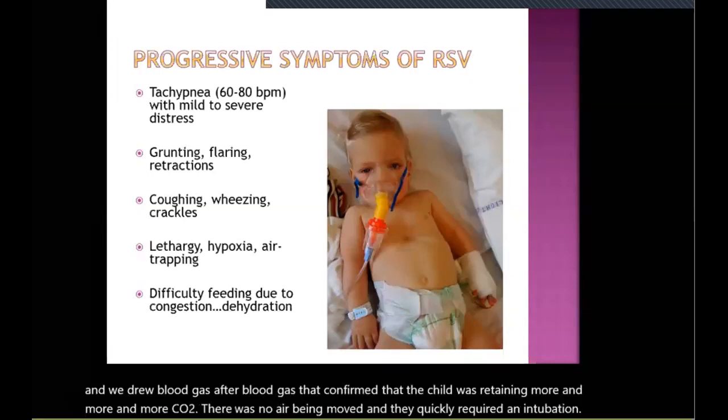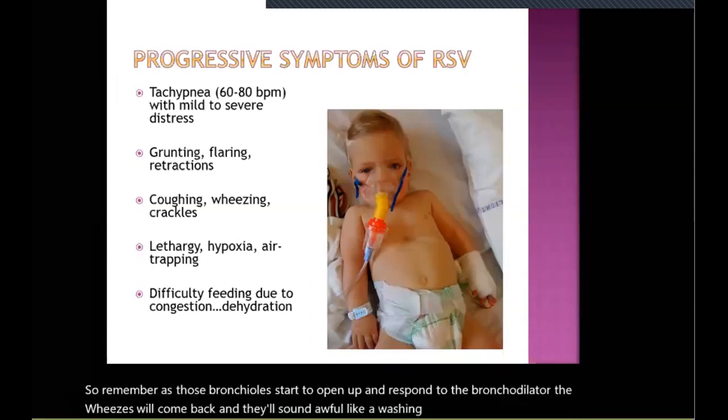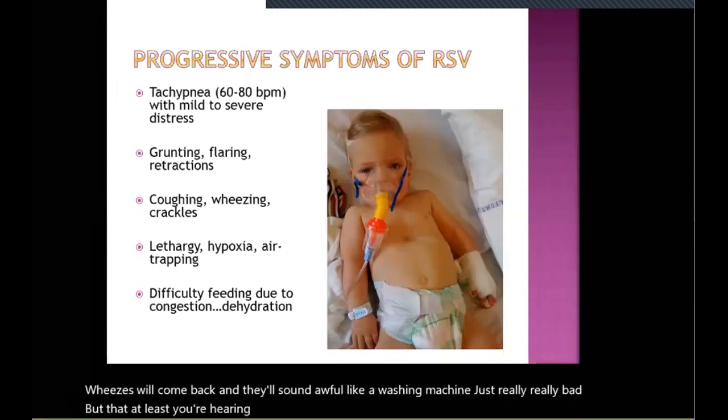So remember, as those bronchioles start to open up and respond to the bronchodilator, the wheezes will come back and they'll sound awful, like a washing machine, just really, really bad. But at least you're hearing air movement, and we can work on that.